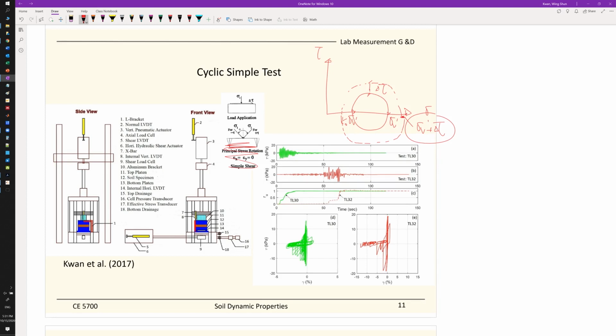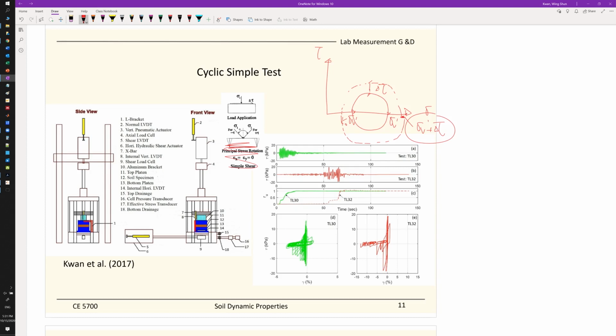In my PhD, I worked on laboratory tests on real earthquake ground motion. There are two different earthquake ground motions, so this is real laboratory data. We input the two different earthquake events, and then we see the stress strain response based on real earthquake loading. So that's the idea of simple shear.